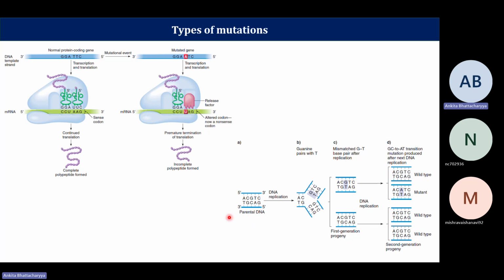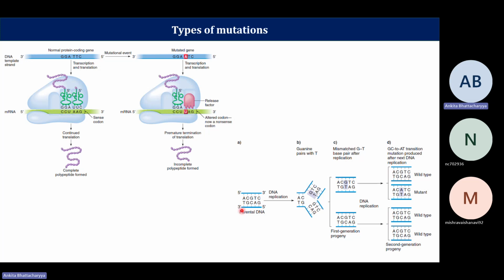Here we saw how a mutation can get incorporated across multiple replication cycles. From your parental DNA, if at the time of DNA replication one single error is made by the polymerase in the sequence, then every time that DNA undergoes replication at the fork, from the first generation to the second generation progeny, the mutant population would be generated.